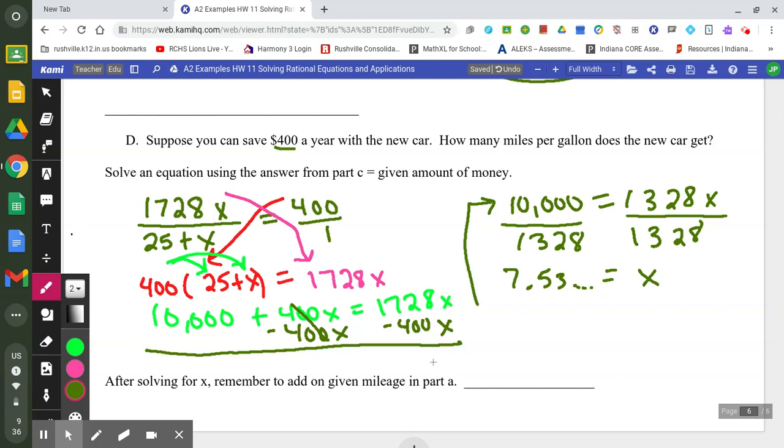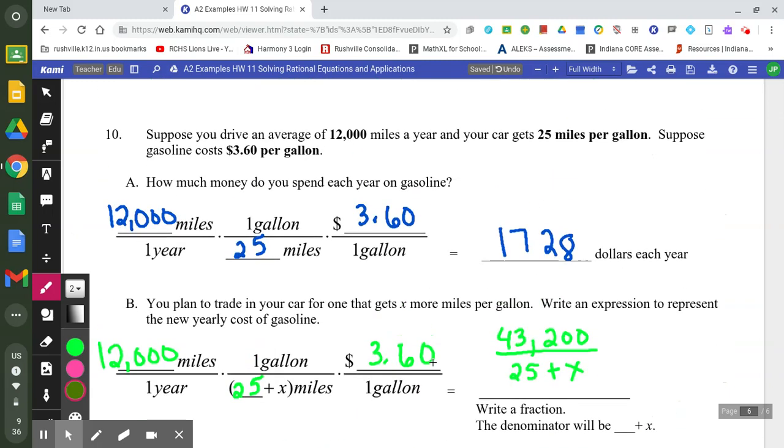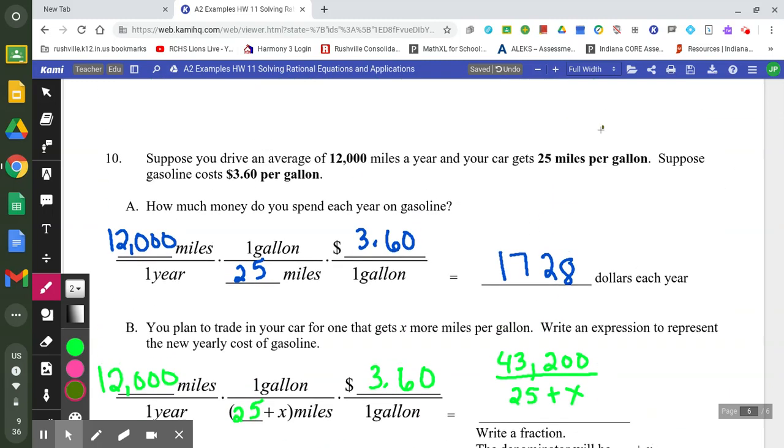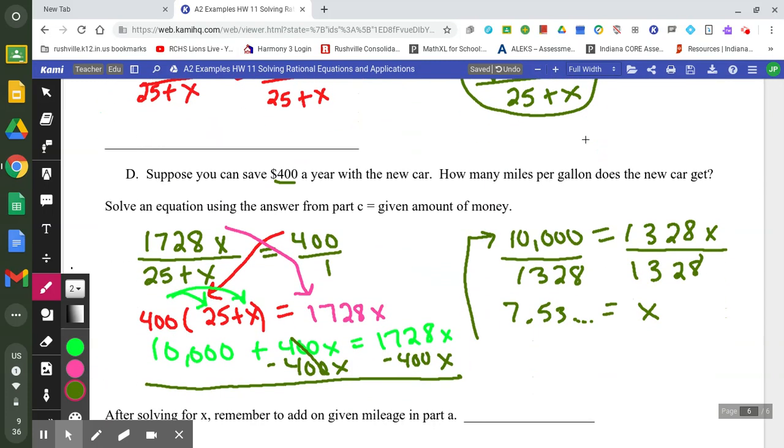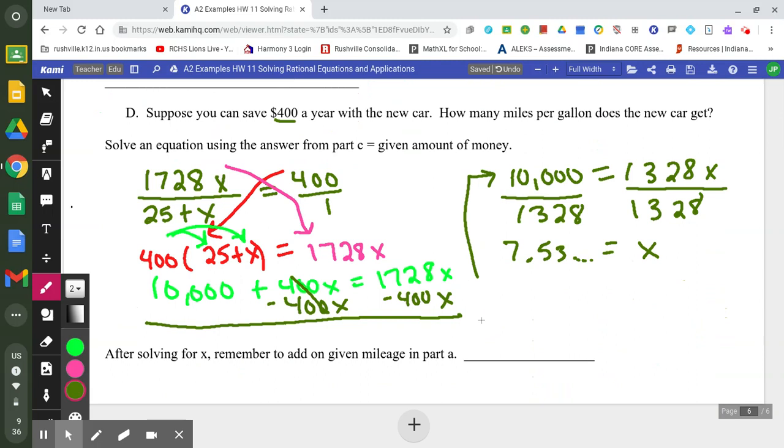Okay, so after solving for x that I just did, I'm going to add on the given mileage in part A. So part A, I was given 25 miles per gallon. So I come back down here and I'm going to take my 25 miles per gallon plus the 7.5, and that's going to give me about 33. We're going to round up to 33. I think that's what Math Excel wants you to do.